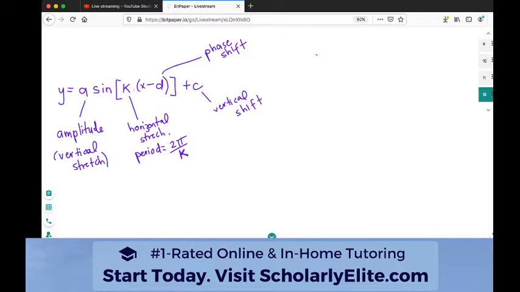So the A can be determined by going maximum minus minimum divided by 2. And if we look at our standard y equals sine of theta function, the maximum was 1 and the minimum was negative 1. So then this actually becomes the following. And then we get 2 divided by 2, which is 1. Which makes sense because this technically is 1 sine theta.